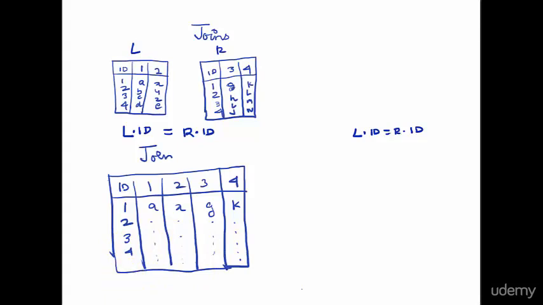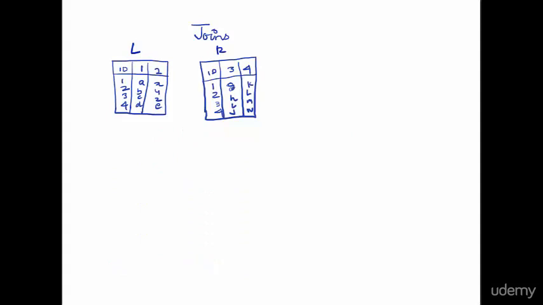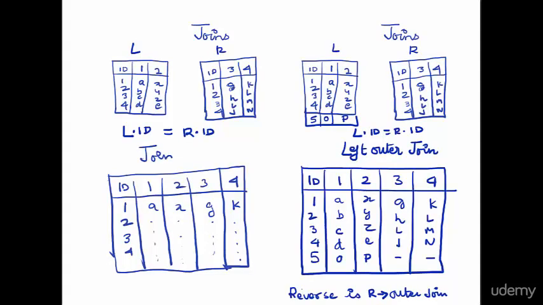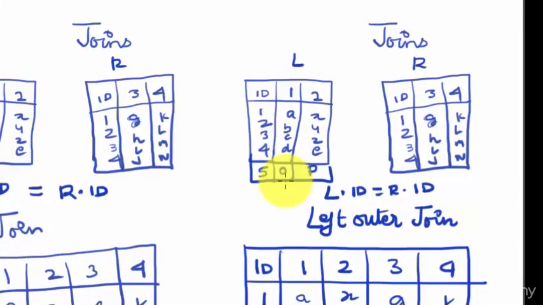Let's take a look at what is left outer join. So let's say we have the same two tables a little bit extended. So the left table now has an extra row with the ID 5, and then column 1 has 0 and then column 2 has P. The second table, the right table, remains the same.